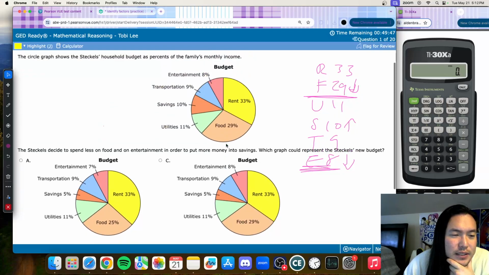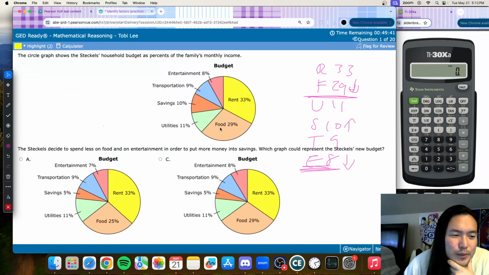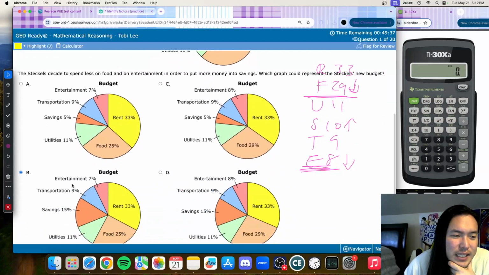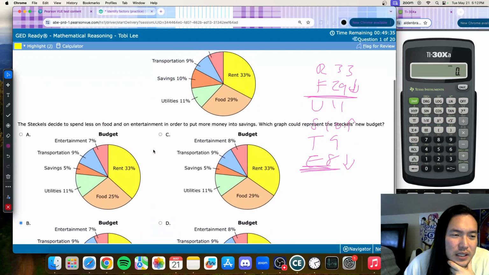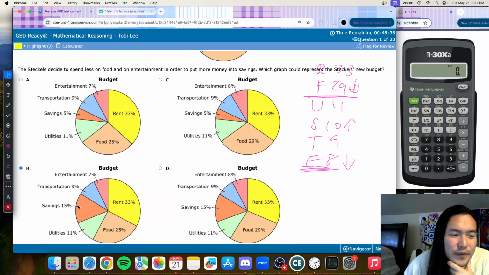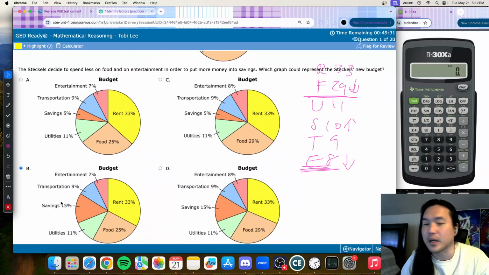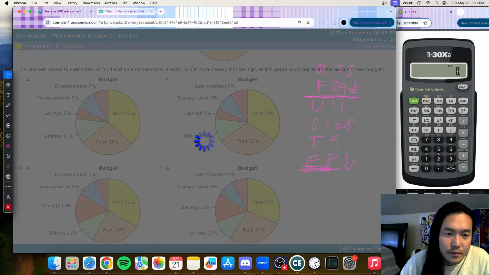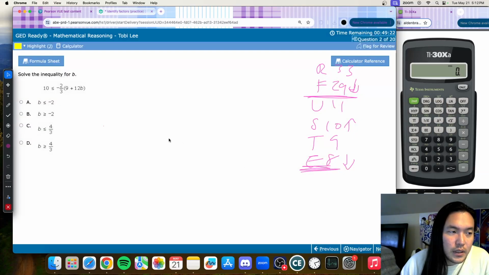Hopefully this makes sense, right? So here's the original budget. I took some notes on that here. We want to spend less on food and entertainment. So food went down from 29 to 25. Entertainment went down from 8 to 7. And then the savings, we started at 10% savings, but now we're at 15% savings. That's exactly what we want, right? The other numbers stayed the same: 33 for rent, 11 for utilities, 9 for transportation. Looks perfect. All right.